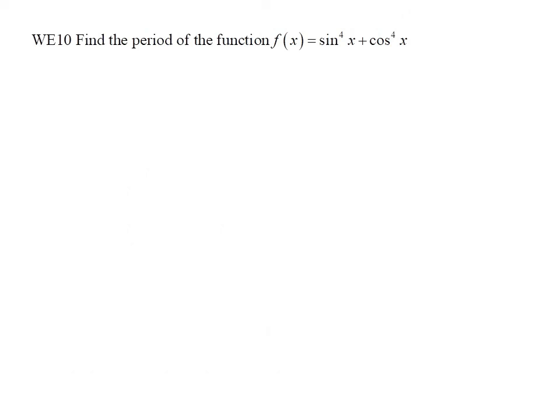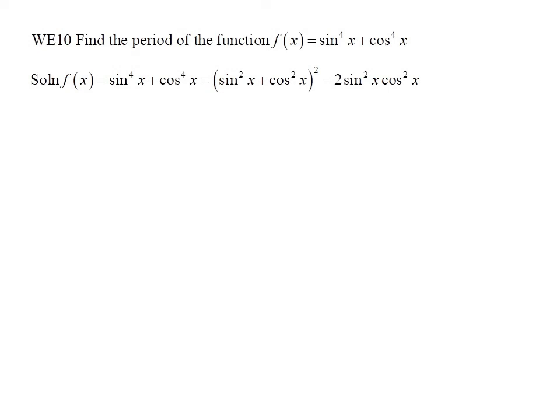Example 10 is to find the period of the function f of x, which equals sine to the fourth of x plus cosine to the fourth of x. To find the period of f of x, we need to simplify the function first. Since the function is expressed in sine and cosine functions, the Pythagorean identity is used here to simplify the function.